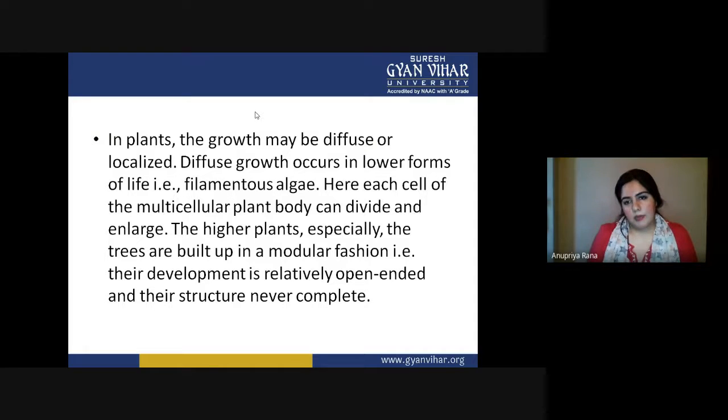But in higher plants, especially trees, they are built up in a modular fashion. Their development is relatively open-ended and their structure is never completed. So these things need time for their growth process. We already studied the theories related to the apical meristem, the apical meristem of the root and the apical meristem of the shoot. So you can relate these theories to the growth region.